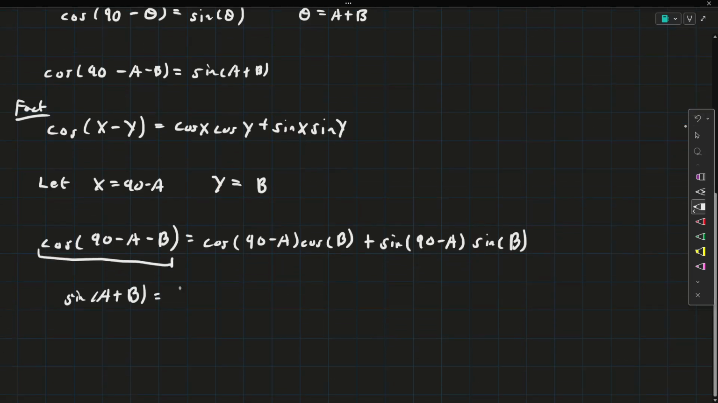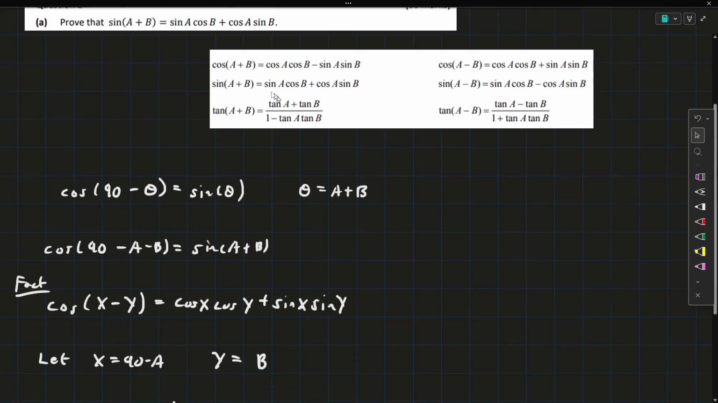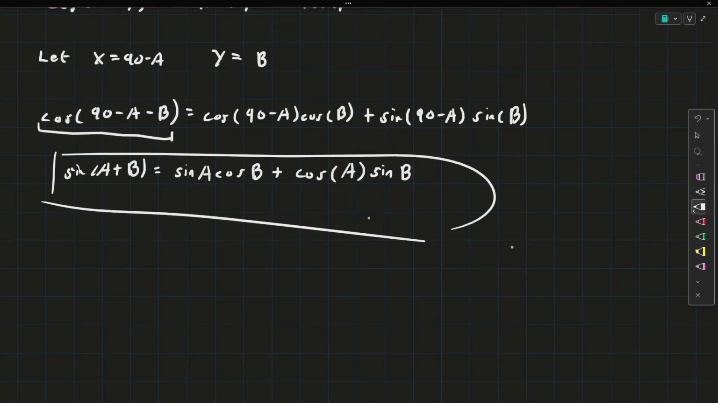That'll be equal to, so cos of 90 minus a is sine of a. That's just by the definition of what cosine is, times cos b, plus, and then sine of 90 minus a, again, by the definition of sine and cosine, that's going to be cos of a times sine of b. And then I believe that should be the identity we were asked, sine a cos b, yep, plus cos a sine b, that's exactly what we have, so we are done.